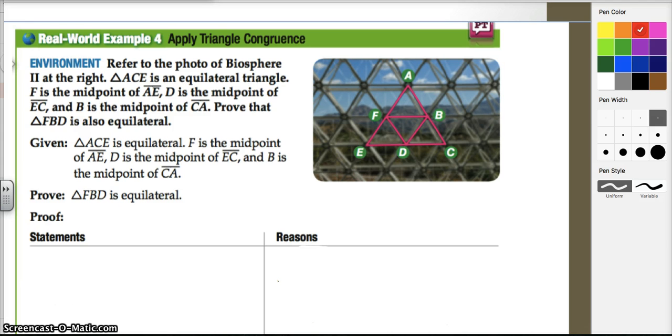The first thing that we have is this equilateral triangle, this larger one. And what we're given is that F, B, and D are midpoints of each of these sides. So let me use a color you can see. We've got that this side is cut into 2 equal parts, and this side is cut into 2 equal parts, as is this side. We need to prove, and this is the kind of difficult part, that this triangle that I'm highlighting in the center is also an equilateral triangle.